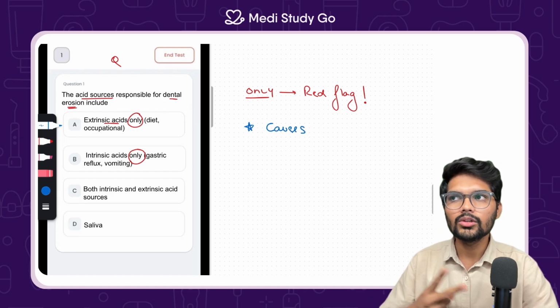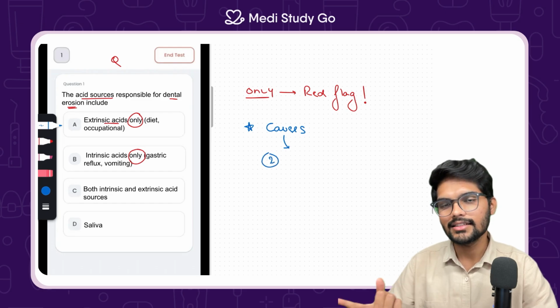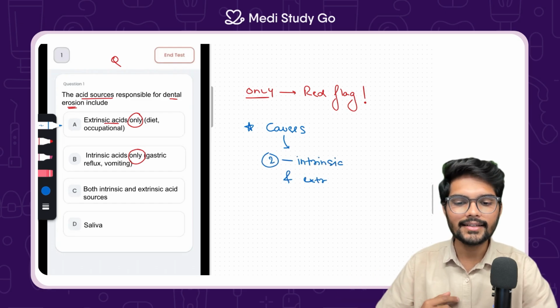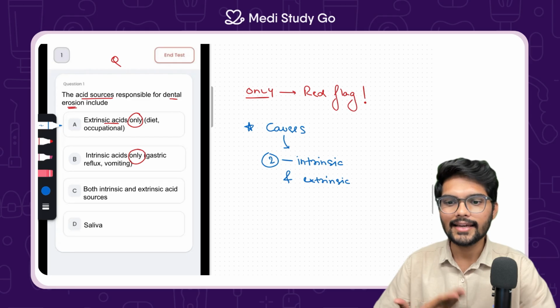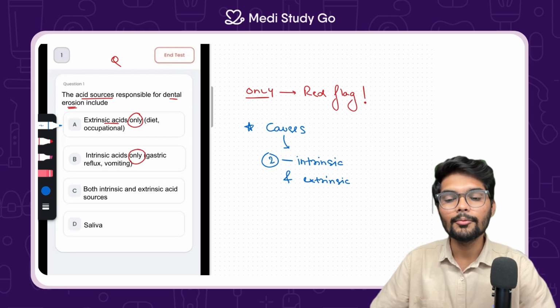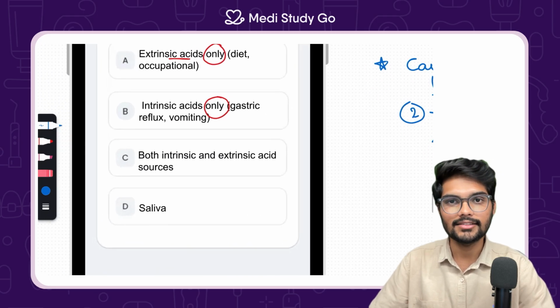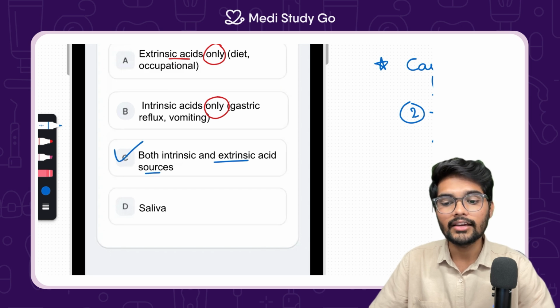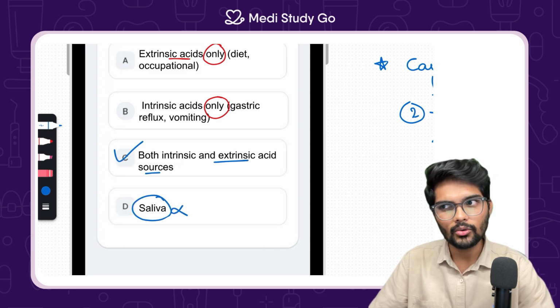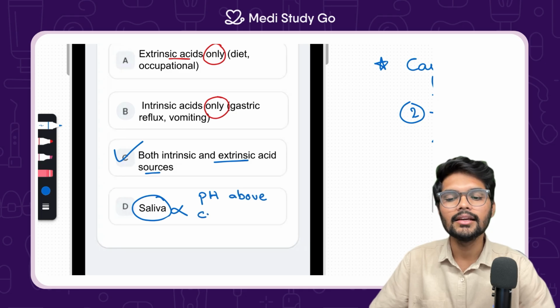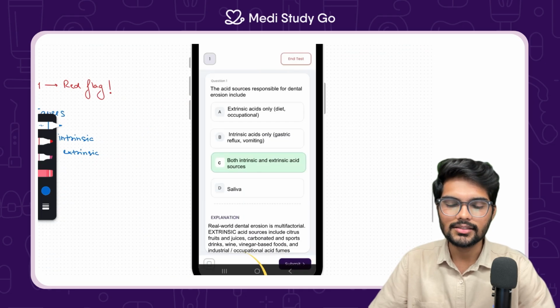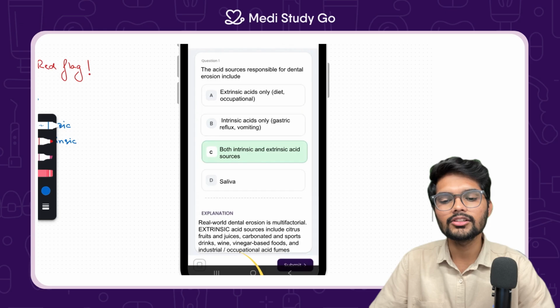So basically, let us just think about whatever we have studied today. There were two different causes, which included extrinsic, like the food substances, and intrinsic, which included the gastric acid. So the correct answer here should be both intrinsic and extrinsic acid sources. Option number D is saliva, which has a critical pH of about 6.5 to 7, I guess. So that is definitely not the correct answer. So the correct answer here should be option number C.